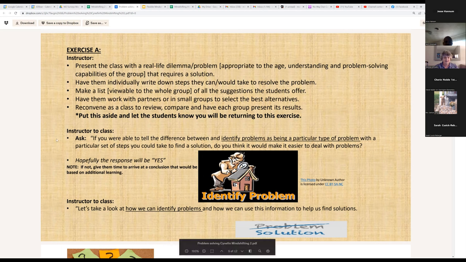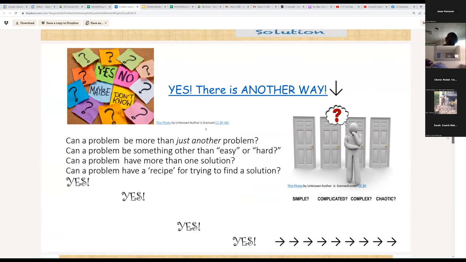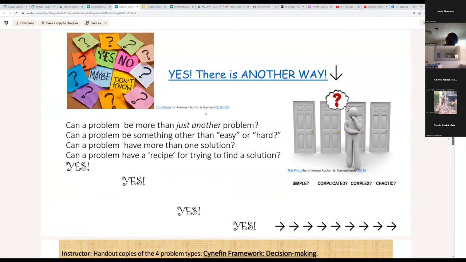If you were able to tell the difference between problems and identify them as a particular type of problem with a particular set of steps you could take to find a solution, do you think it would make it easier to deal with problems? I wrote a little note: hopefully the response will be yes. But not everybody's going to say yes, because there's always somebody who wants to say no. If they do, give them some time to arrive at a conclusion based on additional learning. Now we're going to look at how we can identify problems. So, next page. And yes, there is another way.